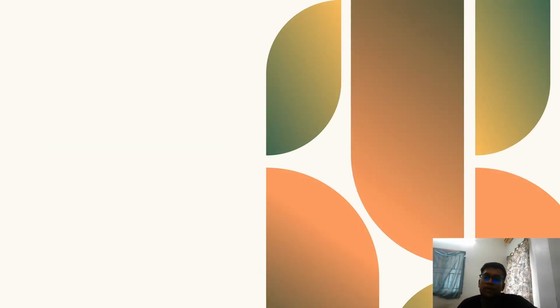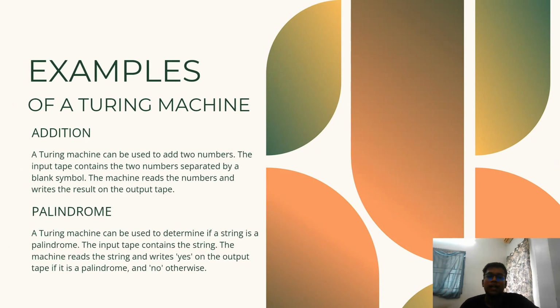Now, let's take a few examples of the Turing machine. These are examples of actions and computations that can be performed on a Turing machine. First example, addition. A Turing machine can be used to add two numbers. The input tape contains the two numbers separated by a blank symbol, usually represented by the capital letter B. The machine reads the numbers and writes the result on the output tape.